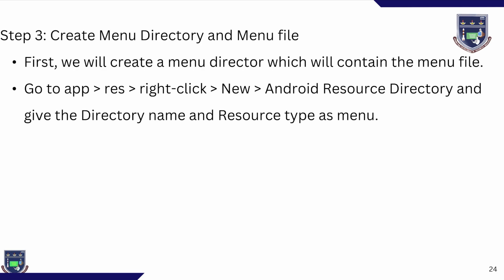Third step, here we have to create the menu directory and the menu file. First we will create the menu directory, which will contain the menu file. For that, the same procedure we have to follow: go to the app and select the res folder, do the right click, then select New, then Android Resource Directory must be selected. Then we have to give a directory name, and we have to select menu as the resource type.